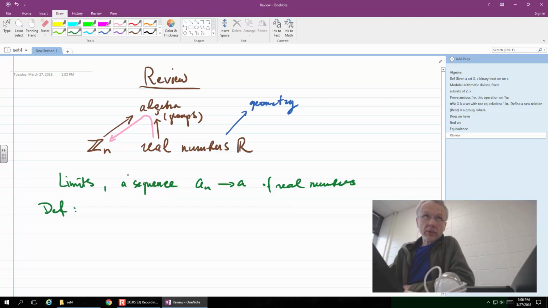Does anybody remember the definition of the limit? Or at least the beginning? It starts with the definition of limit, of any limit. For any epsilon.